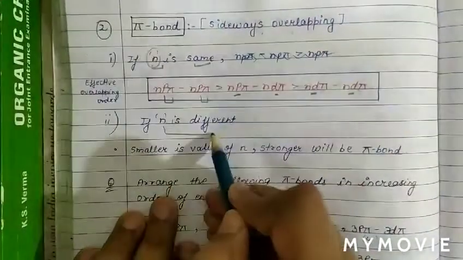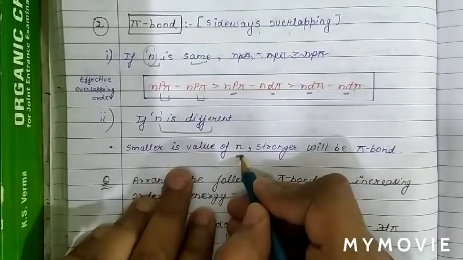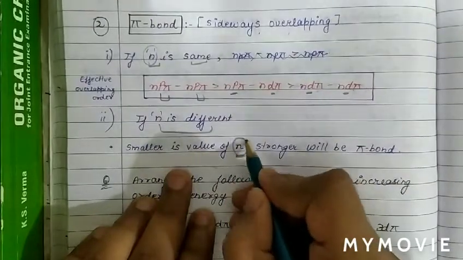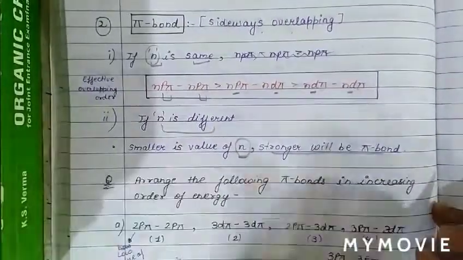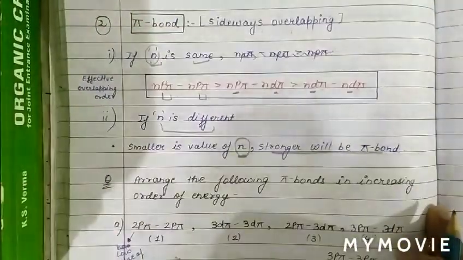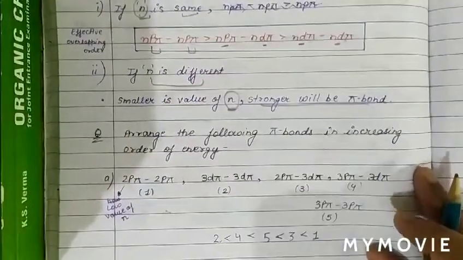Now when the value of n is different, we will look for the smaller value of n. If the value of n is smaller, then stronger will be the pi bond in case n is different. So we will discuss the question on this basis.